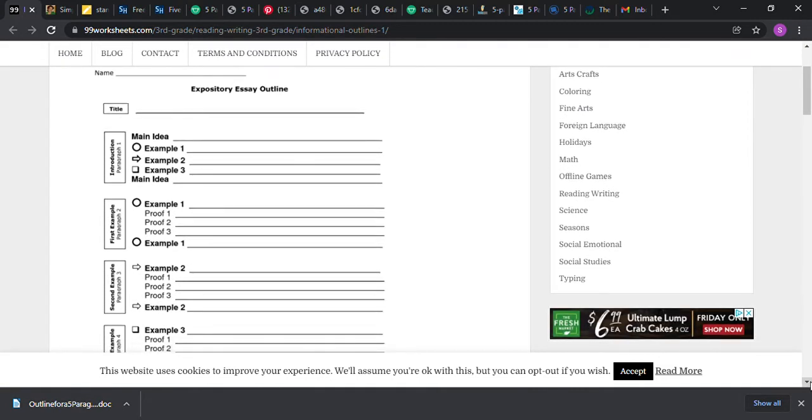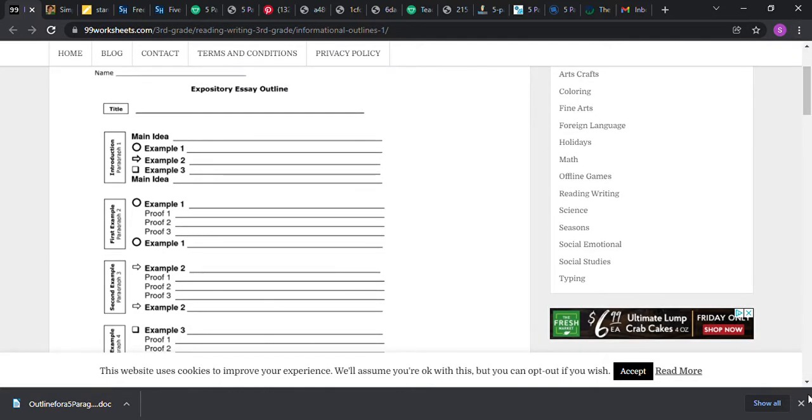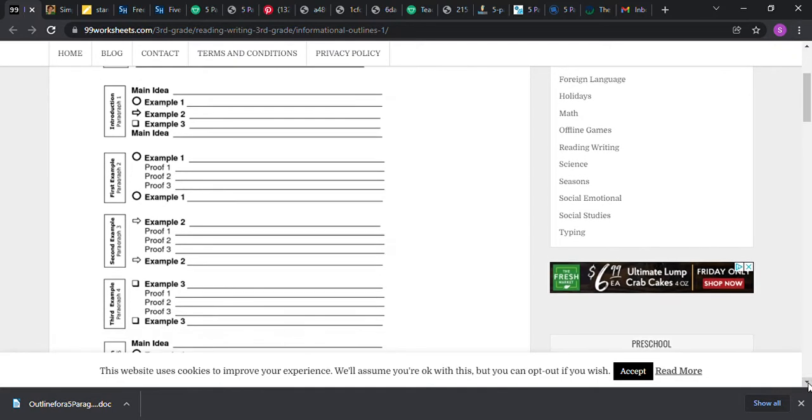They put expository essay outline, and they put the title for the essay. And then they put the main idea, example 1, example 2, example 3. They put a circle and an arrow and a box next to it. And then they show the main idea again, because they're repeating the main idea. But you also want to put a little hook in that last sentence if you can, to introduce the next paragraph, because that makes it that much better.